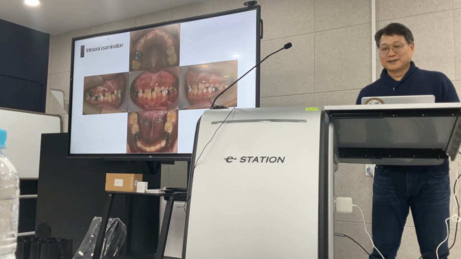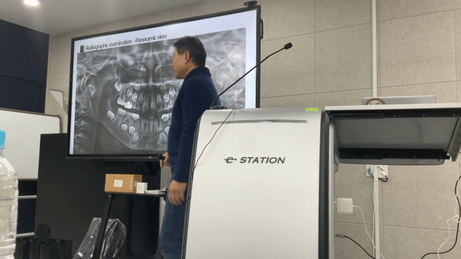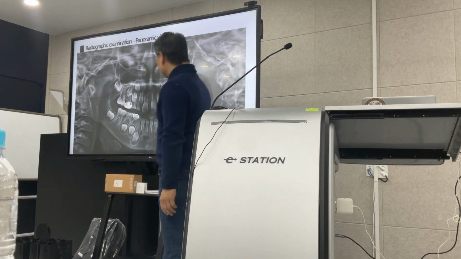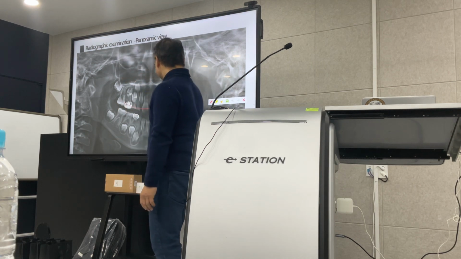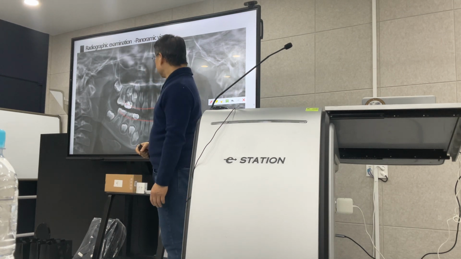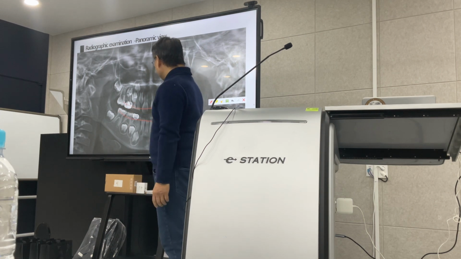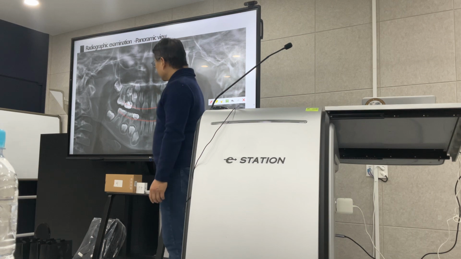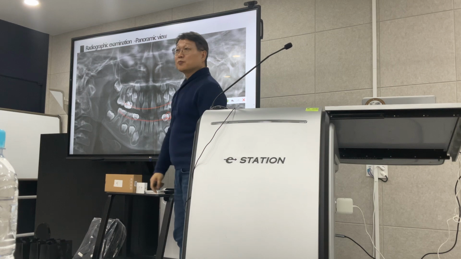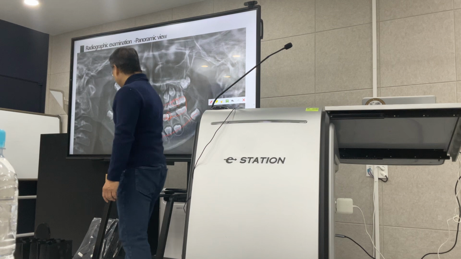Let me check. Here, problem 2. Now you know how to read the panorama in here. Number 1, just start here. Any problem? Just the proximal carious here, and then treat it. I think no problem, right? Yeah. And the second circle right there.